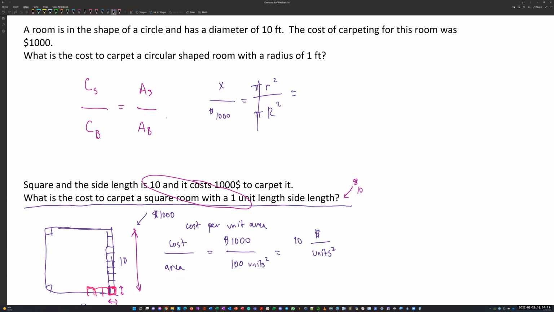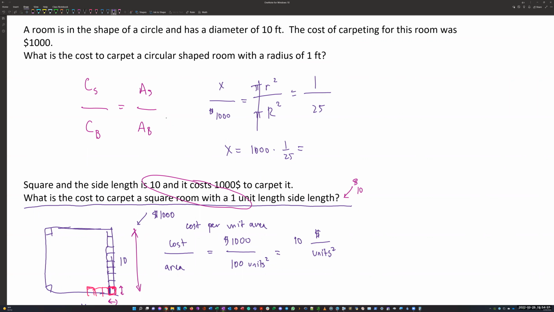What is little r? 1. So 1 squared is just 1. What's big R? 5. Mhm. Well, 5 squared is 25, so this is going to be 25. Does that make sense? Yes. So that means x is going to equal 1,000 times 1 over 25, which really means just divide by 25. So what's that?